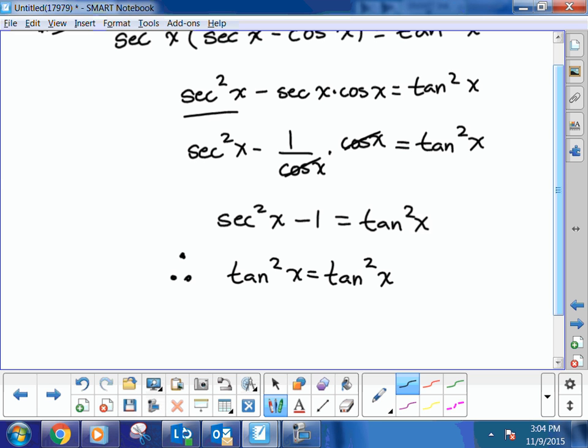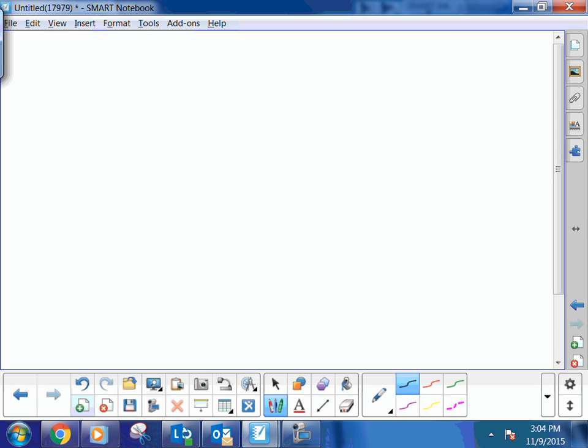Okay, lovely. Let's go ahead and work on another one. Let's work on problem 5 from your homework assignment. Problem 5 is going to be cosine squared x plus tangent squared x times cosine squared x is equal to 1.